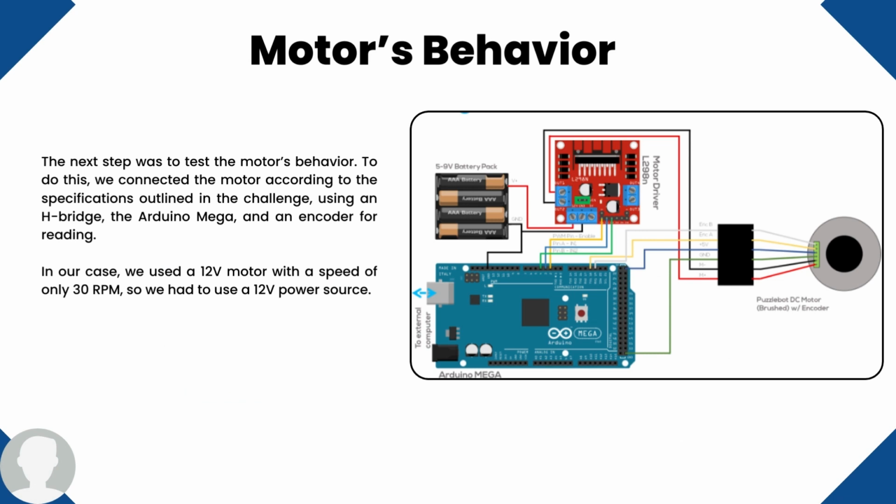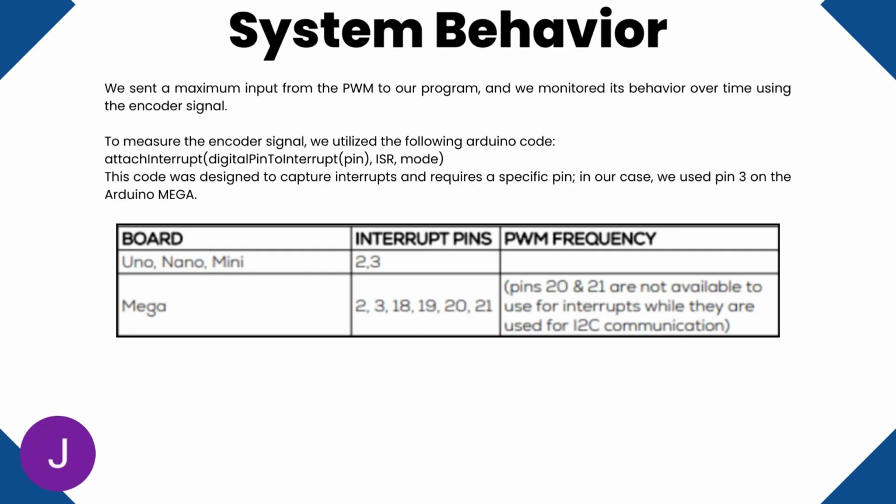For the next step, we tested the following hardware: the Arduino Mega, H-bridge, and a 12-volt motor with an encoder that will run at 30 revolutions per minute. We sent a maximum input from the PWM to our program, and we monitored its behavior over time using the encoder signal. To measure the encoder signal, we utilized the following Arduino code. This code was designed to capture interrupts and requires a specific pin. In our case, we use pin 3 on the Arduino Mega, as we can see in the next table.